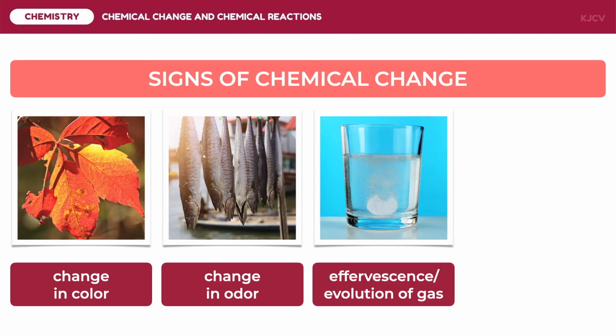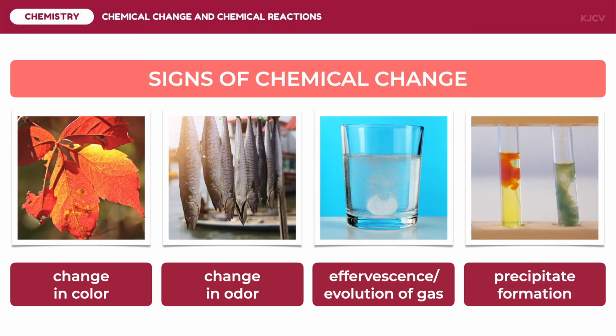Another sign of chemical change is precipitate formation. This happens when 2 liquids are mixed and a solid called a precipitate is formed. This is another evidence that a new substance is formed during a chemical reaction.